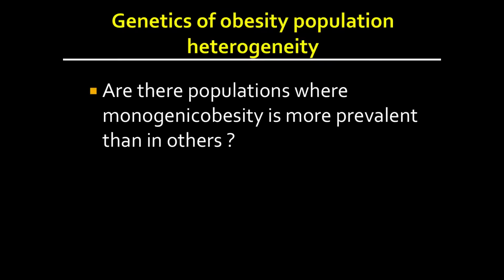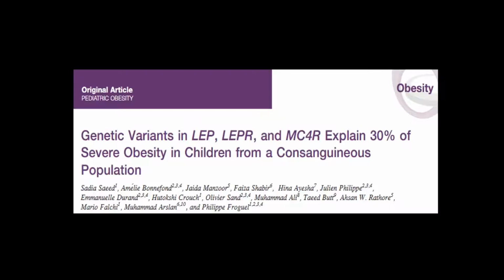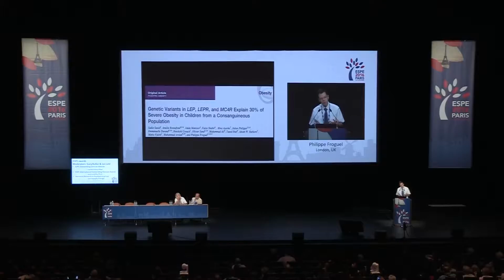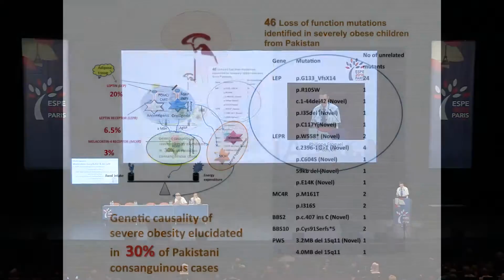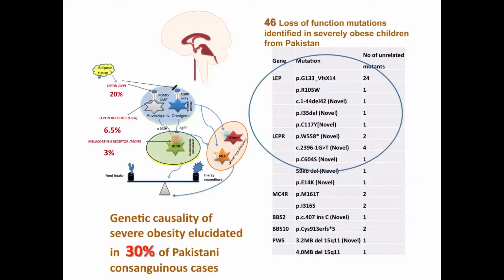First of all, you realize that in this population with a high level of consanguinity, the proportion of patients with monogenic obesity is enormous. That's a paper we published in Obesity last year, and we found that at least 30% of these patients are explained by the known genes for obesity. For instance, we found that 20% of these patients have mutations in the leptin gene, and 6.5% in the leptin receptor, and all recessive.